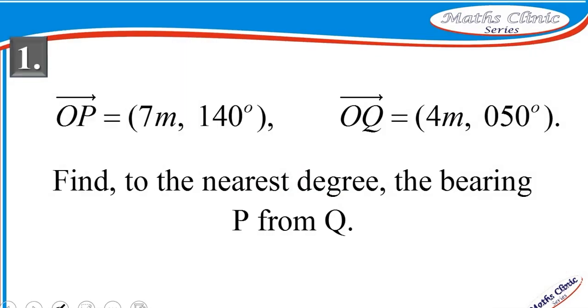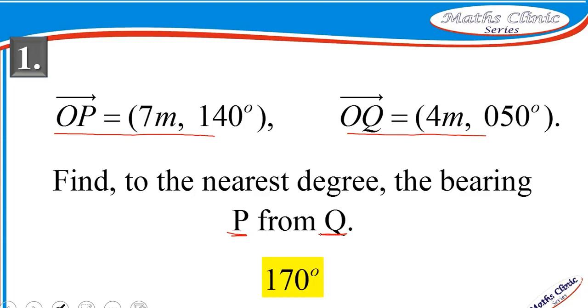Example number 1: we have a vector defined in the magnitude-bearing form, and they want to find the bearing of P from Q. If you've already watched the previous videos, this question wouldn't be a problem for you at all. So you can pause the video and give yourself a try. When you are done, you should get an answer of 170 degrees. Remember, you are to leave it to the nearest degree. So the answer will be very close to 170. When you round it off, you get 170.